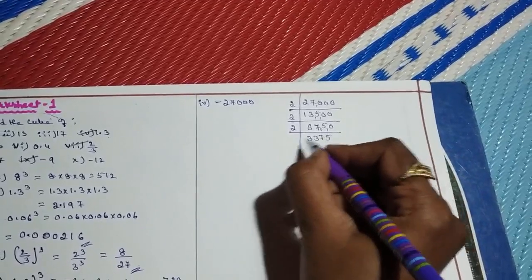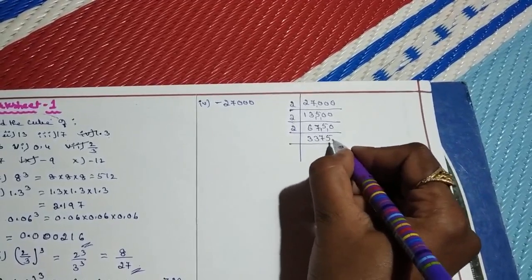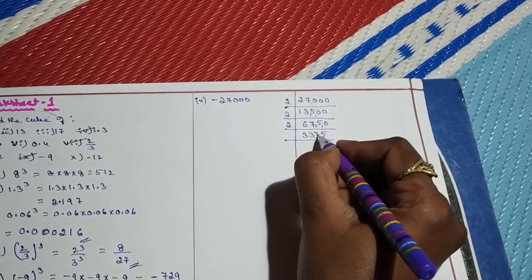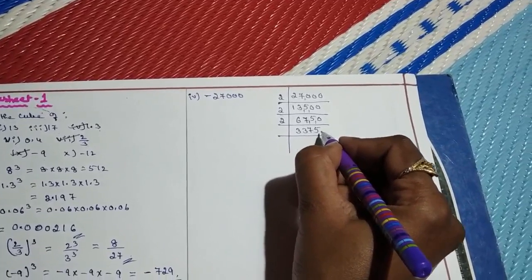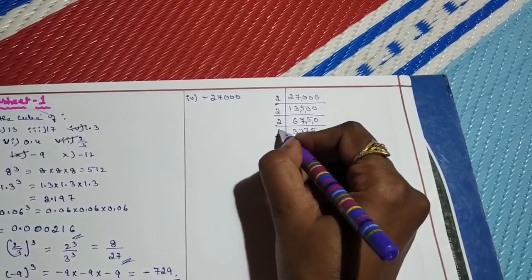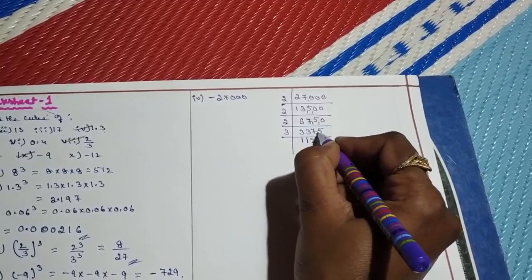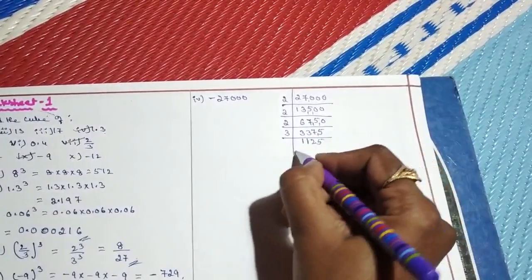Since it is ending with 5, I can go with the 5 table or I can check with the 3 table. 3 plus 3, 6, 6 plus 7, 13, 13 plus 5, 18. So I can go with the 3 table also. 3 1s are 3, 3 1s are 3, 3 2s are 6, 1 remains, 3 5s are 15.